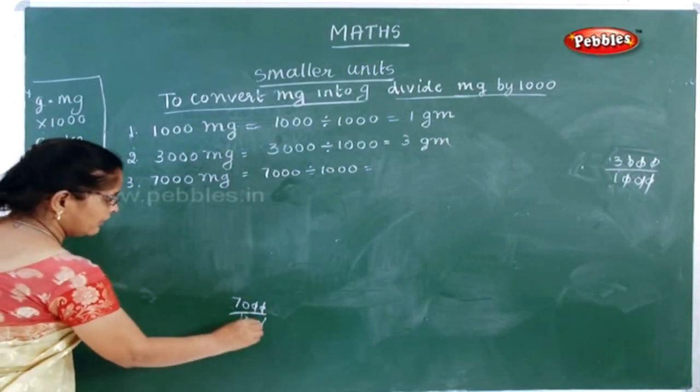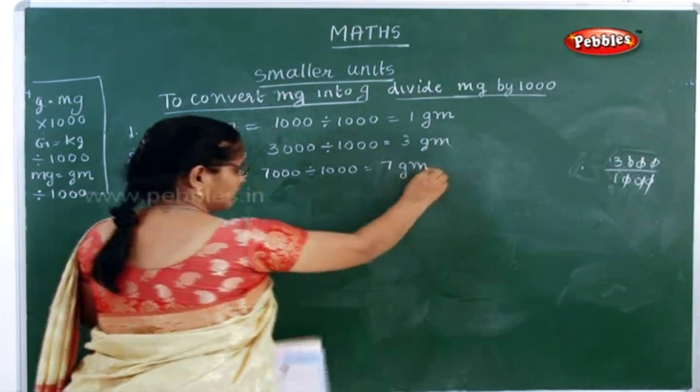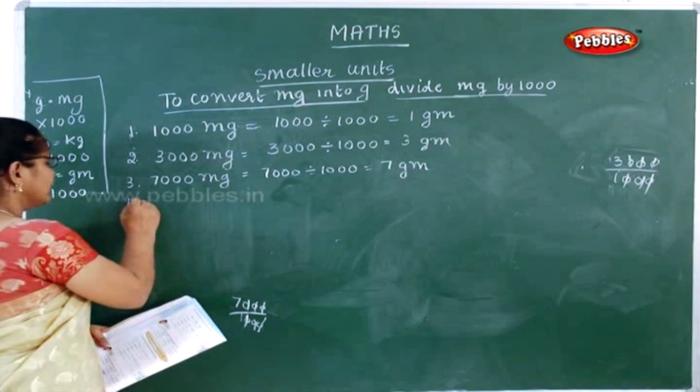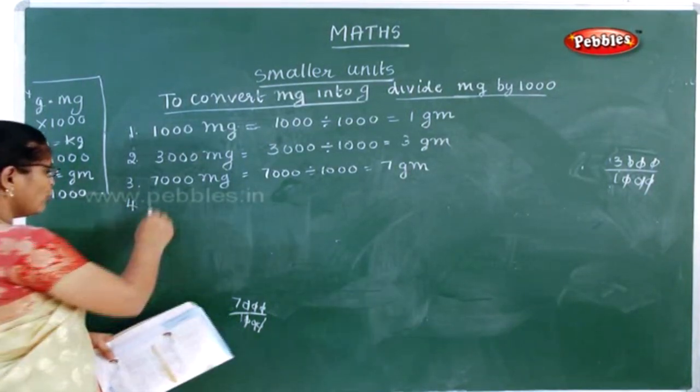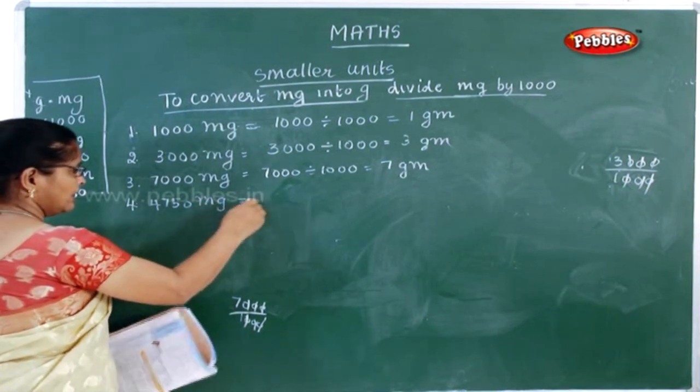Divide, how will you divide? So when you do it, you have 7 gram. Now the fourth one is 4750. It is 4750 milligram.